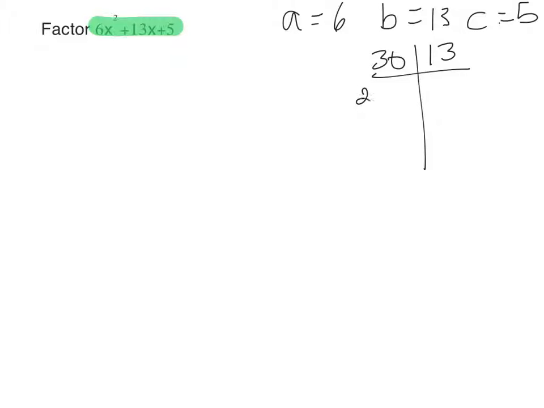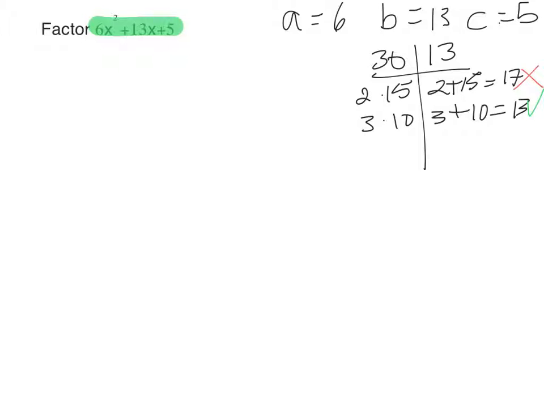How about 2 times 15, and then 2 plus 15? Well, that's 17, and that's not what I want. Okay, how about a right answer? I don't know, 3 times 10. It ends in 0, so it's divisible by 10, boom. Hey, 3 plus 10, that is equal to 13, and that's exactly what I want.